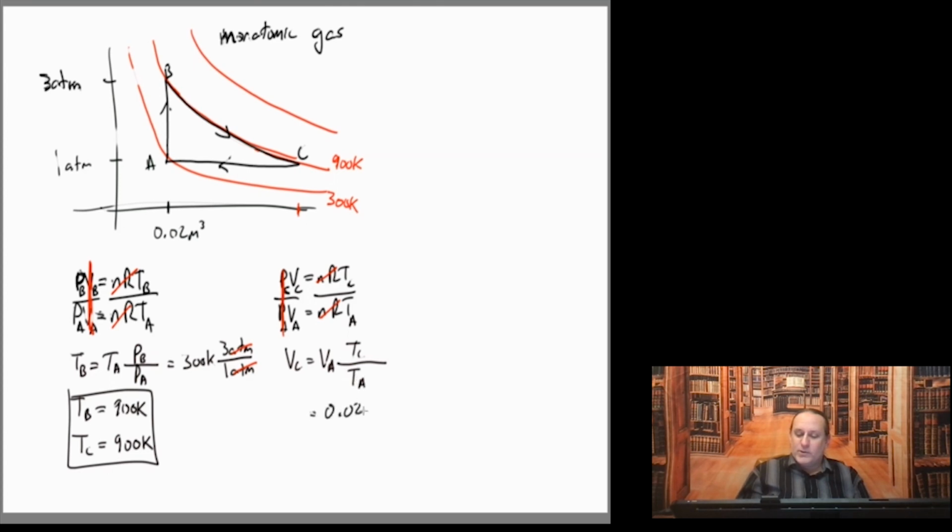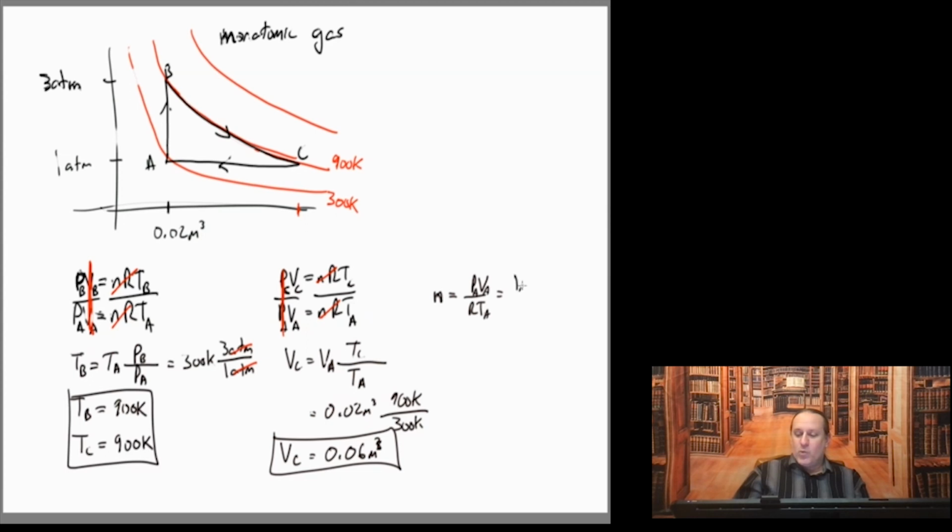So that's 0.02 meters cubed times 900 Kelvin over 300 Kelvin. It's going to be 0.06 meters cubed. Okay, so I had to do that to fill in all of the missing information. We additionally might want to find the number of moles using the ideal gas law. That's equal to just PV over RT. I can pick any point I want, so let's pick point A.